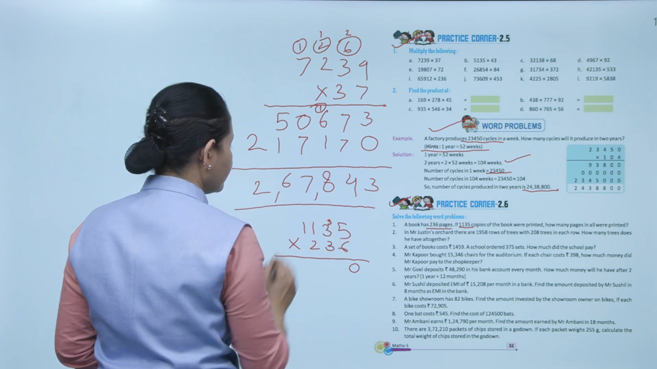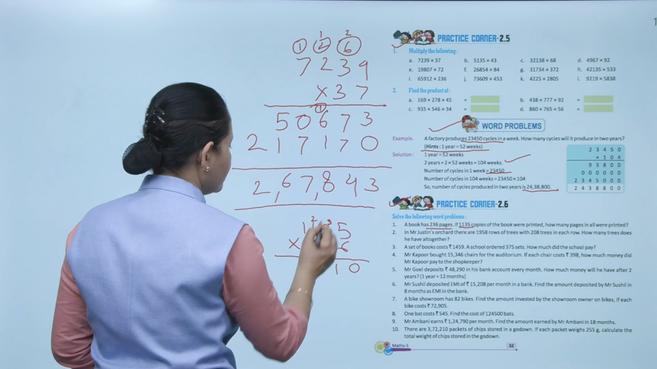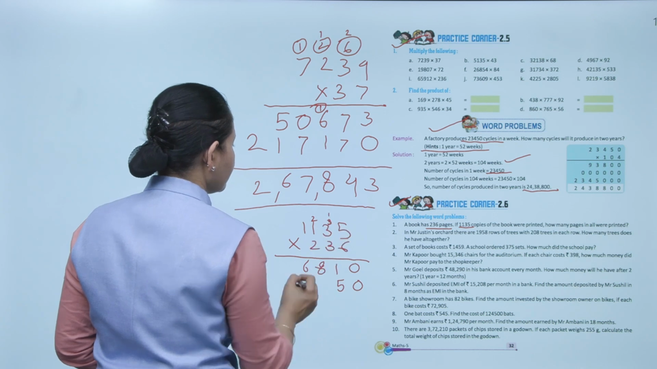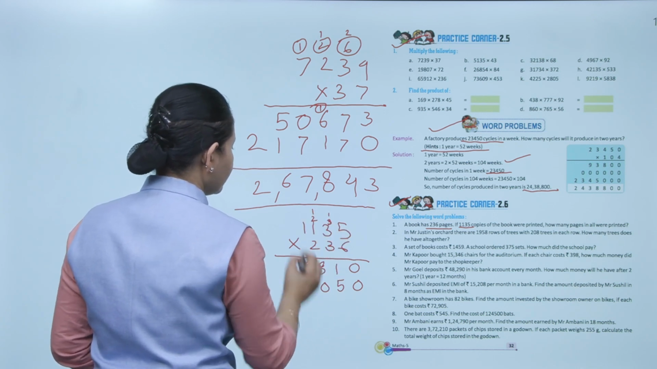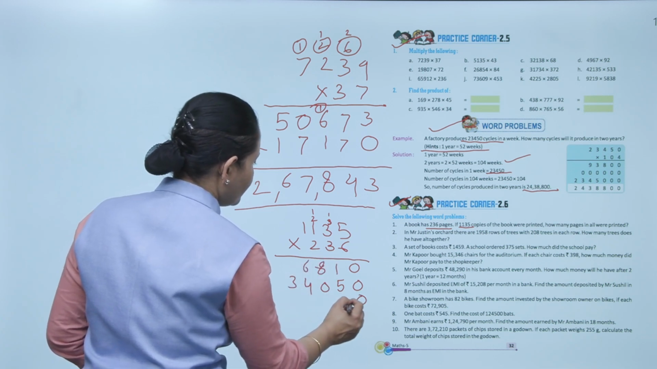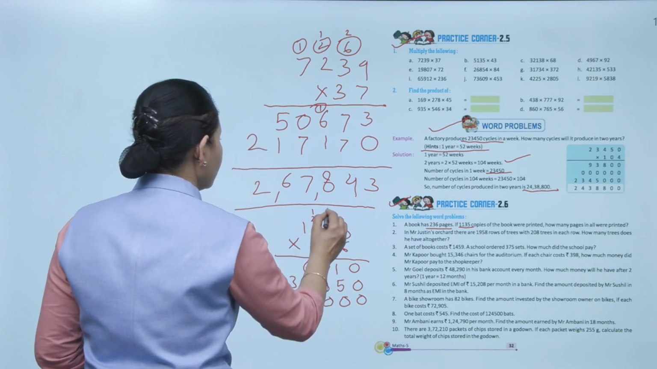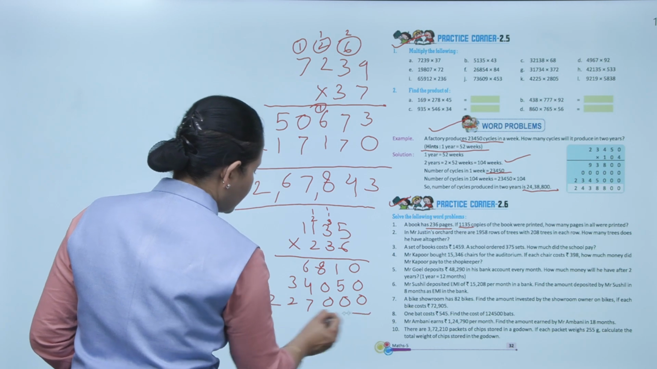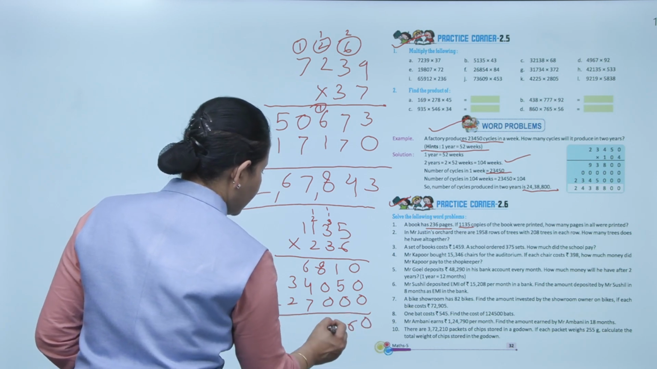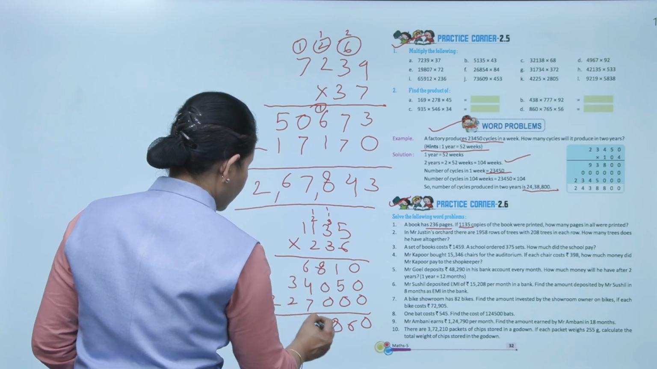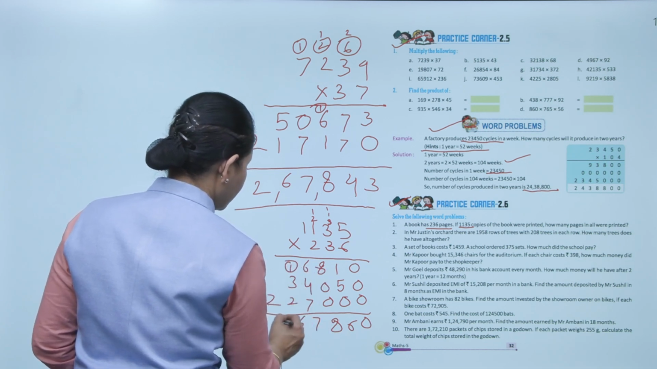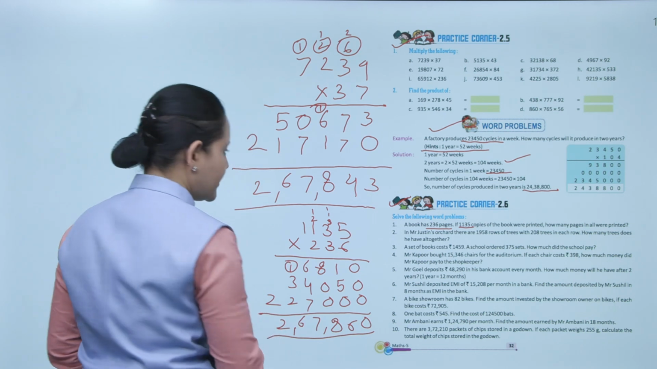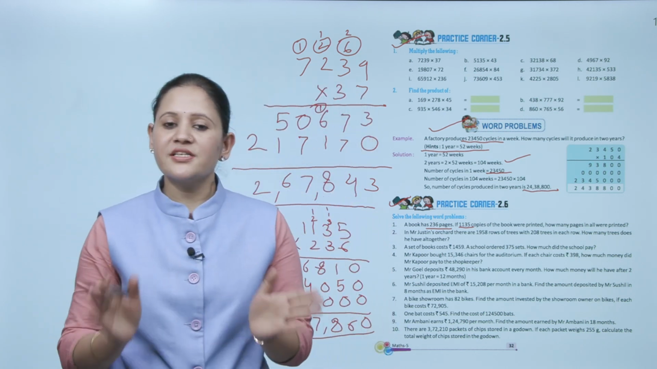टोटल कर देंगे 0, 5 और 6, 8, 17, 1. सो टोटल हो जाएंगी 2,67,860 pages. Clear? So you have to practice all the questions of this exercise.